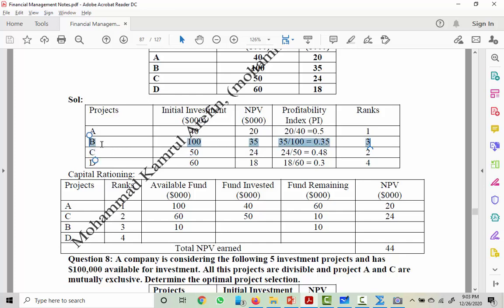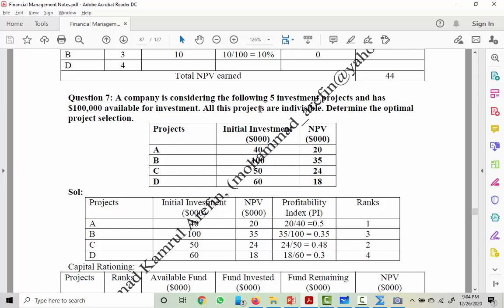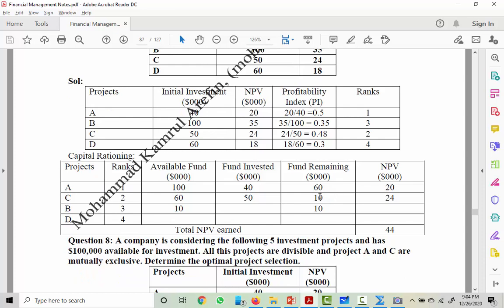Now the third rank. In the third rank we have project B. We can see project B requires the full $100,000, but we have only $10,000 in our hand. We do not have $100,000. As you know, it says that all the projects are indivisible, so we cannot partially complete any project. That means we cannot invest in project B.